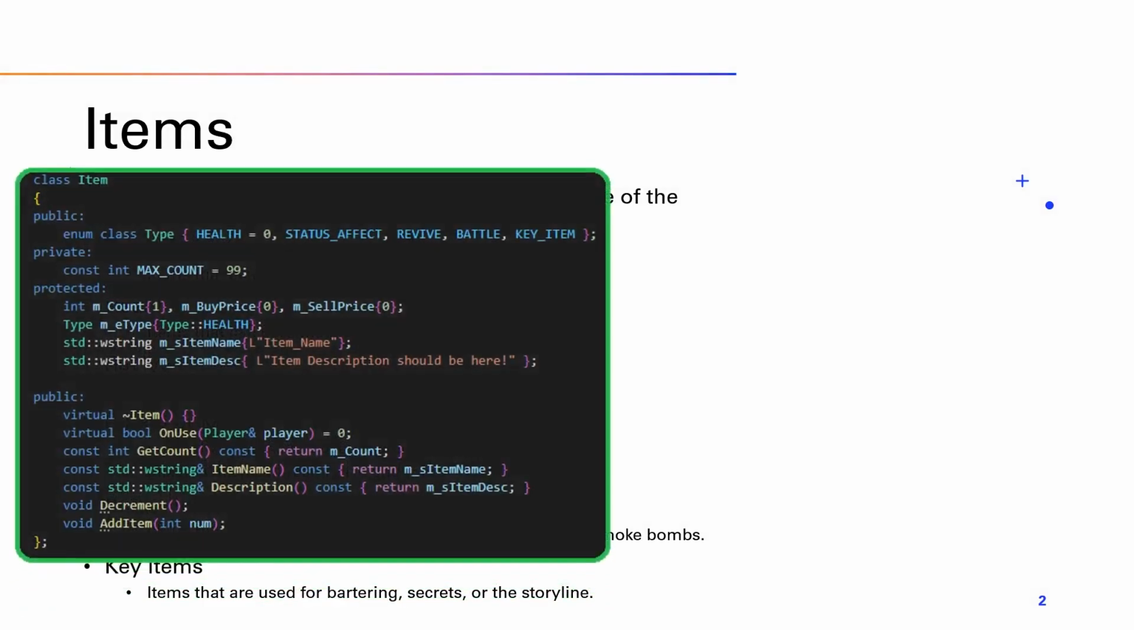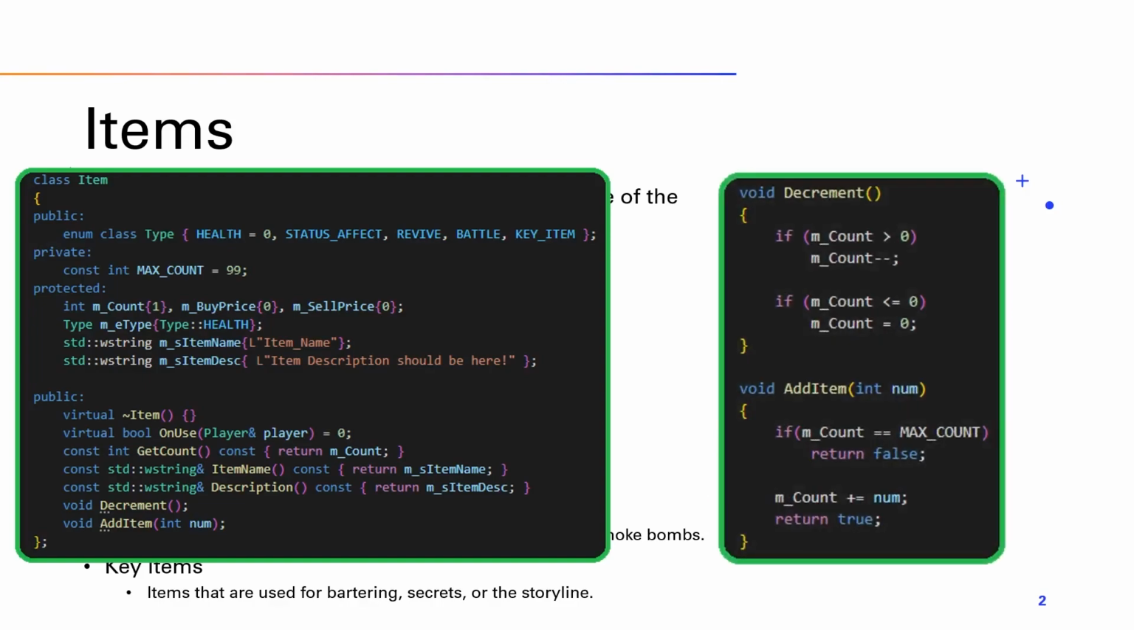So here's a little example of what the item class will look like. The item class is going to be an abstract class, meaning that we can't instantiate the class itself. You're going to have to create child classes from the items, but each one will have to override the function onUse because there'll be different uses for each item and what they can do. Here's a little example of the add item and decrement functions of what they could end up looking like.